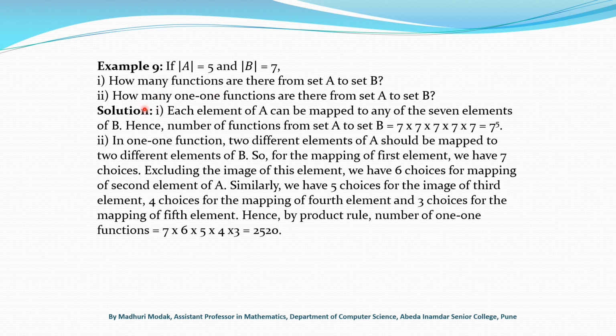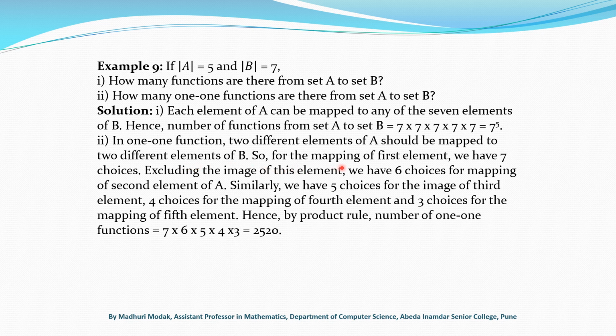Now, the second is quite different. How many one-one functions are there from set A to set B? Now, one-one is a type of function in which distinct elements have distinct images. Means no two different elements from the domain set can be mapped to a single element from the codomain. It means if x and y are different elements of the domain set, then their images must be different elements. So that precaution we have to take. So in a one-one function, two different elements of A should be mapped to two different elements of B.